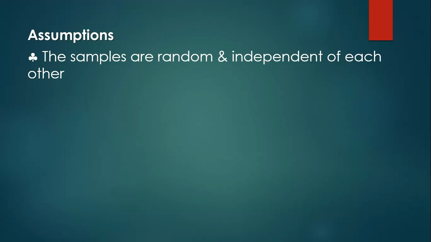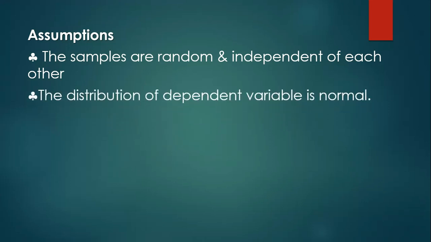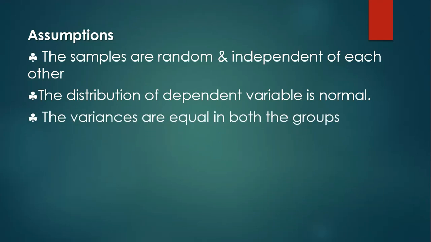The samples are random and independent of each other. The distribution of dependent variable is normal. The variance are equal in both the groups. Let's see paired two-sample t-test.